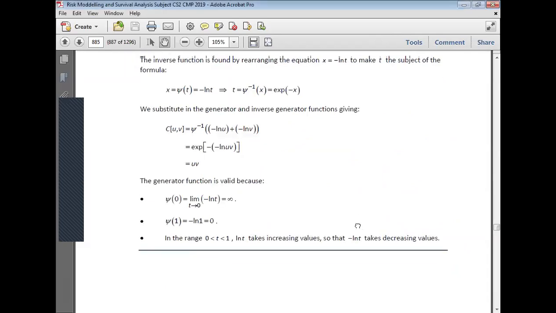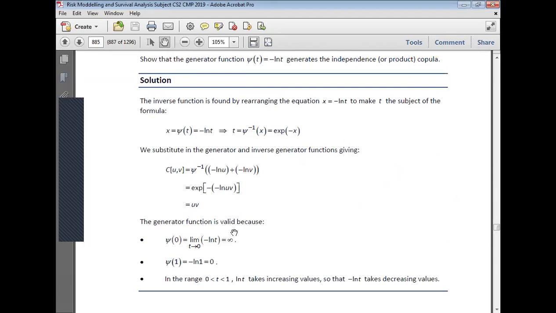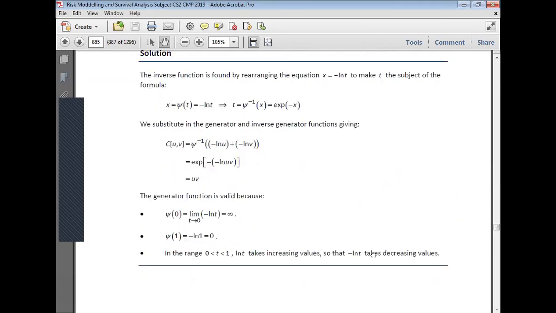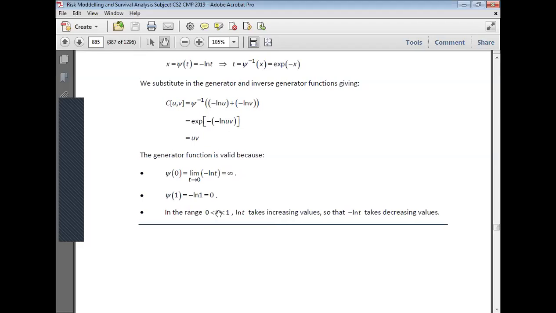And again, you need to check the validity of the generator function. So at 1, yes, log of 1 takes a value of 0, and at 0, yes, it tends to infinity. And in the range of t between 0 and 1, because log of t is an increasing function, minus log of t is going to be a decreasing function. So that's all you have here.